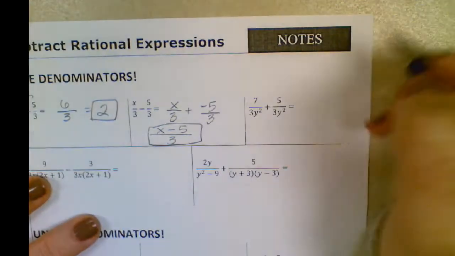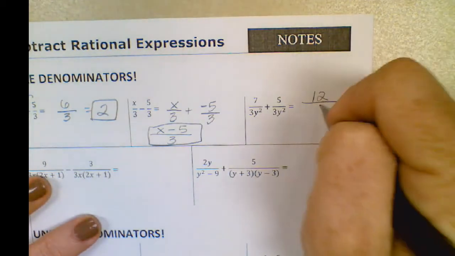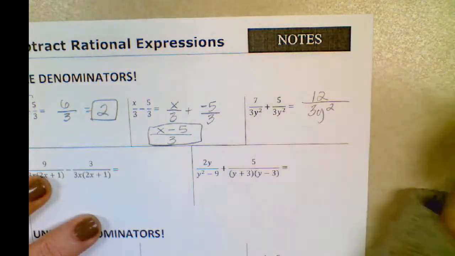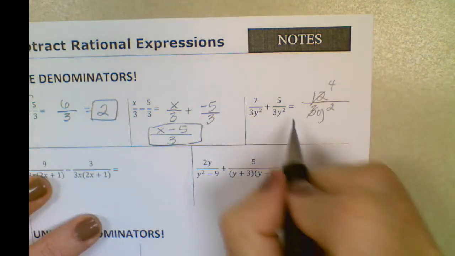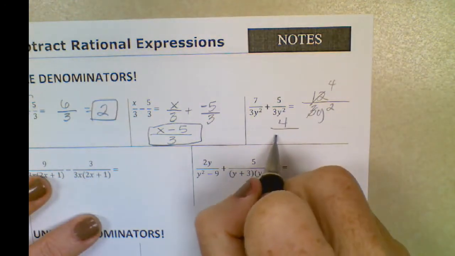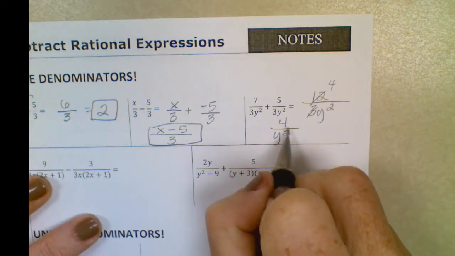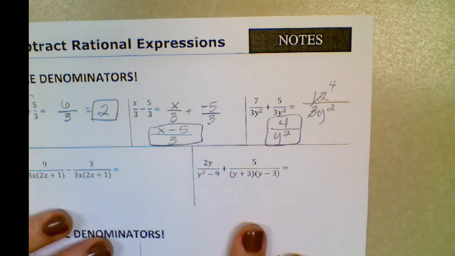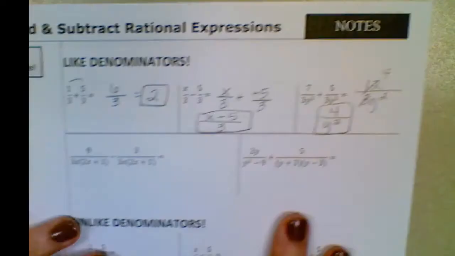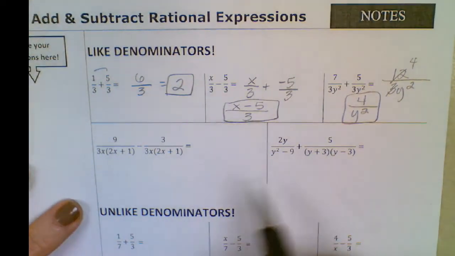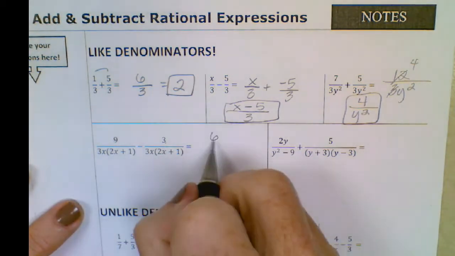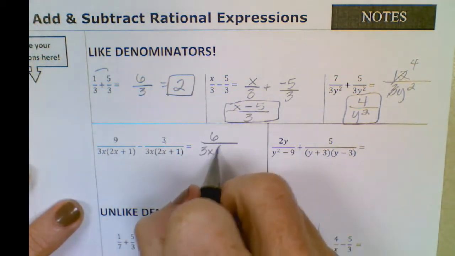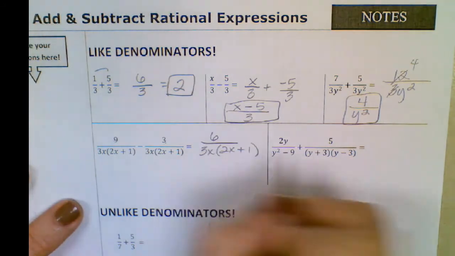7 plus 5 is 12. 3y squared is our common denominator on the bottom. This can be simplified. 3 goes into 12 4 times. So your resulting answer is 4 over y squared. Okay. So let's go do a couple practices of those. Really nice when the denominator is the same. Super simple. 9 minus 3 is 6 over 3x times 2x plus 1.